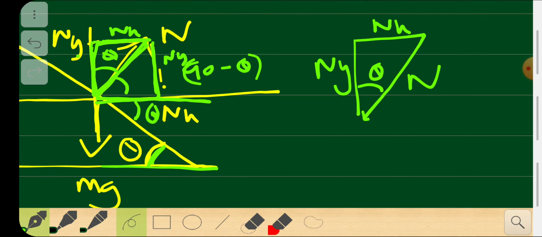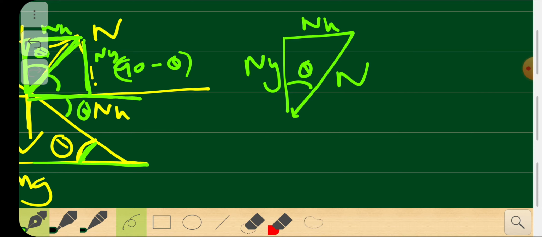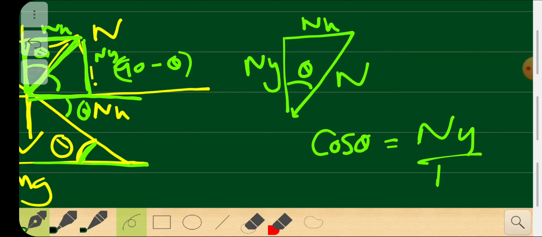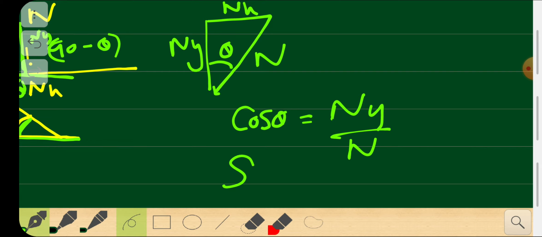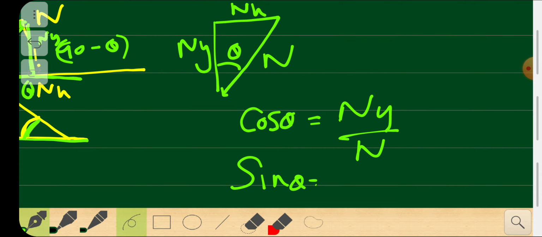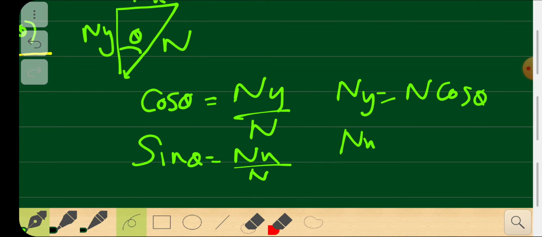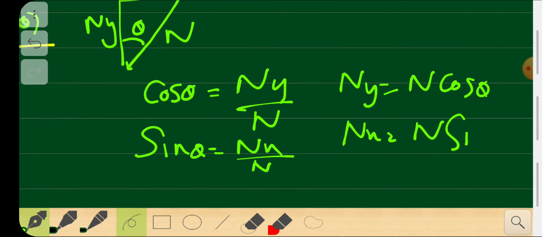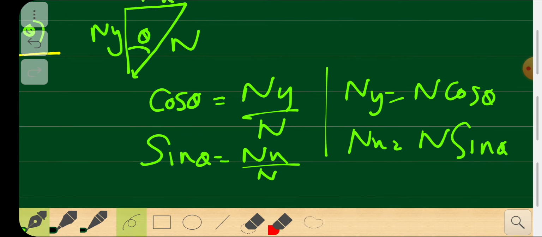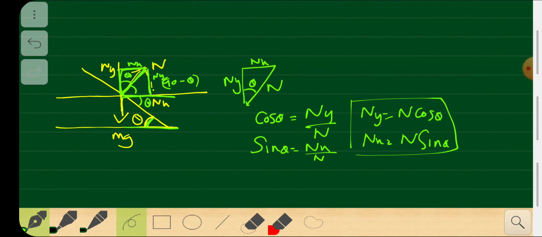Now you can write down that cos theta will be equal to n_y by n, and sine theta will be n_x by n. So n_y is equal to n cos theta, and n_x is equal to n sine theta. Very simple.